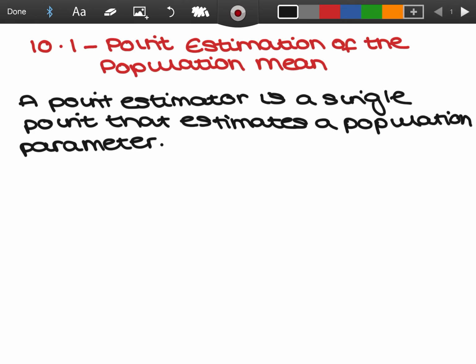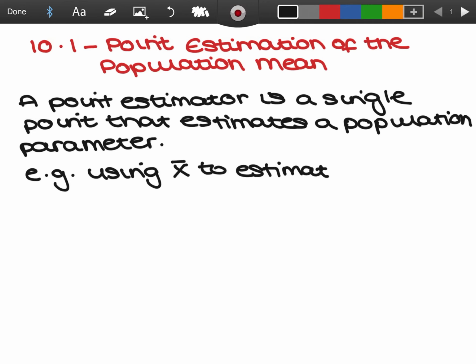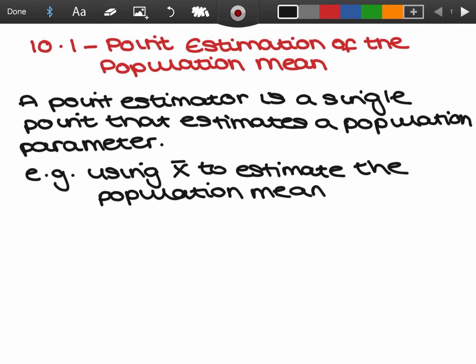So a point estimator could be using the sample mean, x bar, to estimate the population mean. And we call the population mean mu. Okay, so I can use the sample mean as a single point that will estimate the population mean.